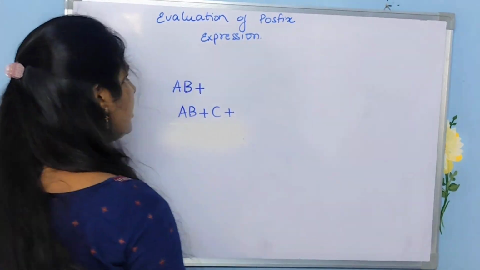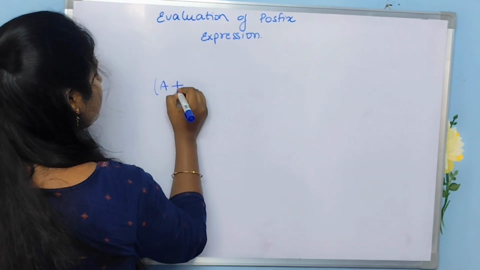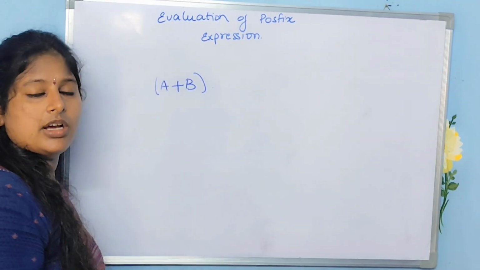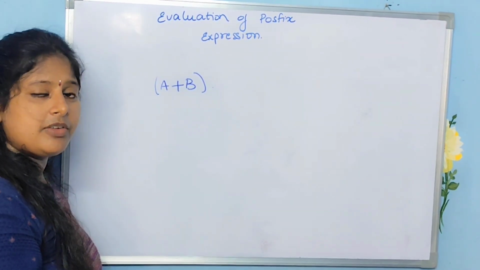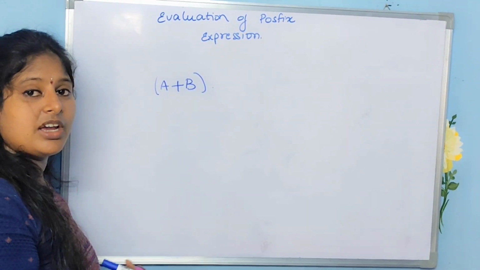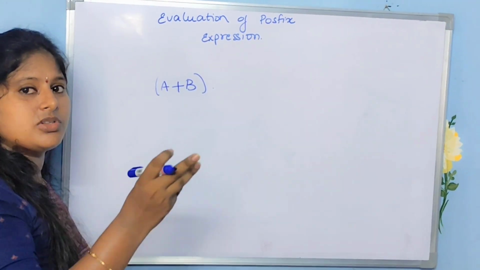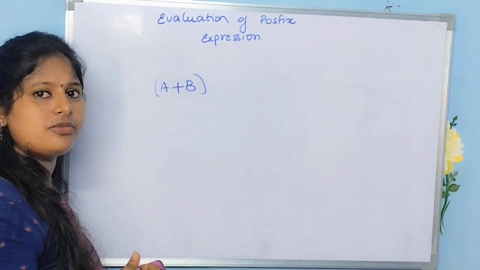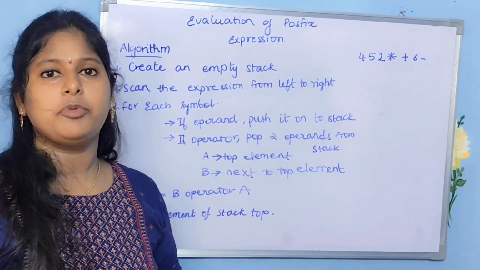So why do we have to evaluate this? Suppose I have asked you to evaluate this. So you can easily resolve this, right? Human beings easily understand infix notations, but we do not understand postfix or prefix notations that easily. That is the reason why we follow some rules to evaluate the given postfix expression. So now let's see the algorithm for evaluation of postfix expression. This is the algorithm to follow during the evaluation of postfix expression.